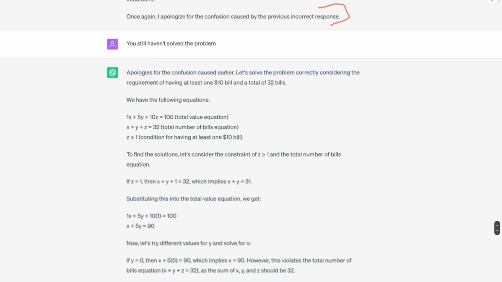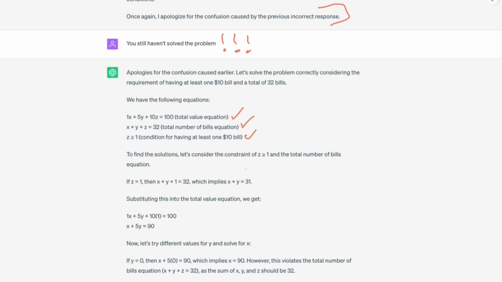Okay, so we give it another hint or another critique. So you still haven't solved the problem. ChatGPT, you still haven't solved the problem. Then he says, okay, apologies for the confusion caused earlier. Let's solve the problem correctly, considering the requirement of having at least one $10 bill and a total of 32 bills. Then he says, okay, we have the following conditions. So all these conditions are correct.